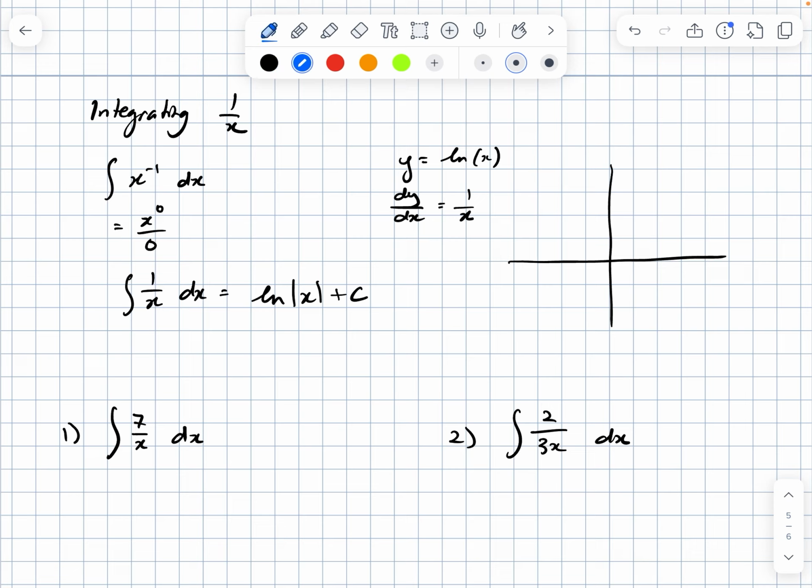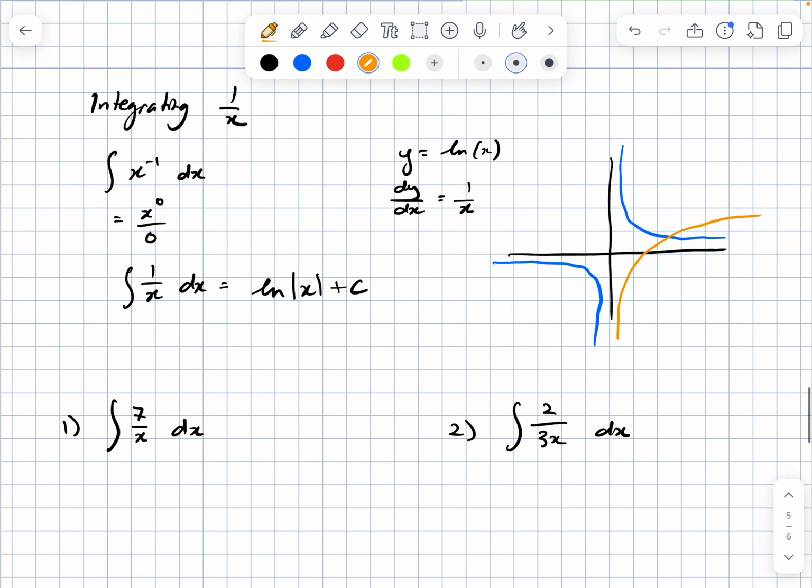looks like this. It is a hyperbola, which is true for all x values except for 0, whereas the graph of ln x only looks like that, which is only on the positive side of the y-axis, which means it won't work for any negative x values. And so putting the absolute value bars in allows us to do it for negative x values.